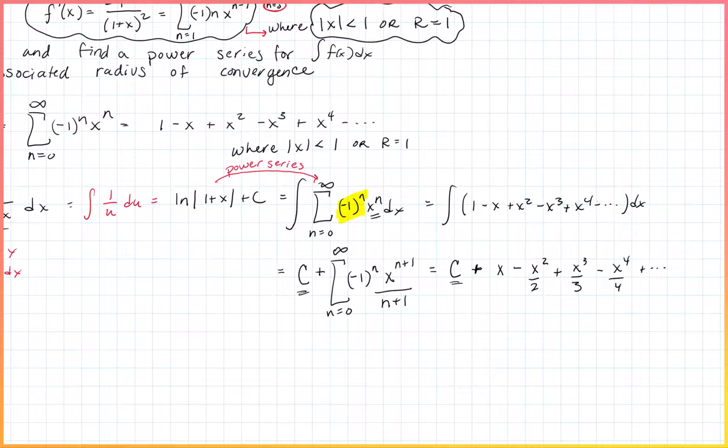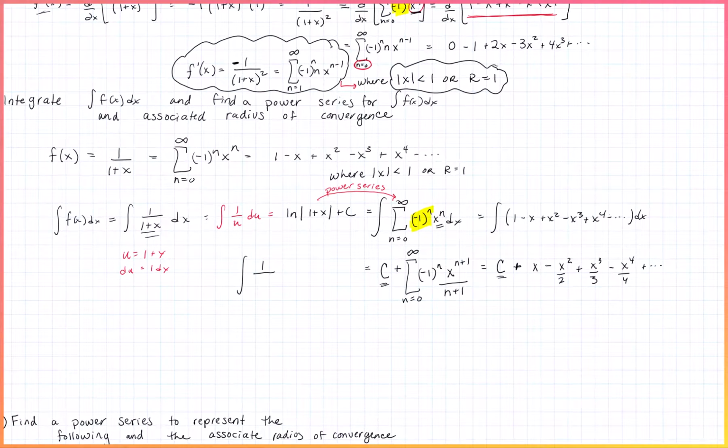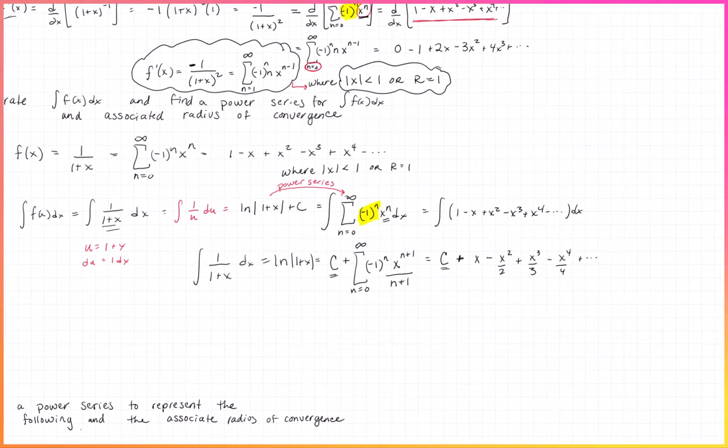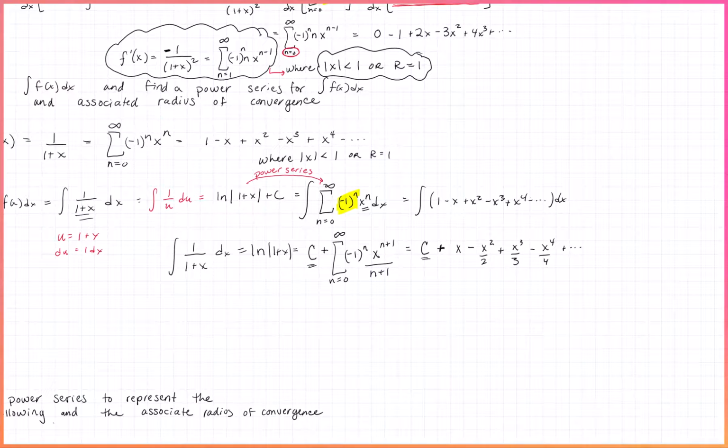Now we still have the c here, but what we have just shown was that the integral of 1 over 1 plus x dx, which is equal to the natural log of 1 plus x, is equal to c plus this power series. So we've just shown what it is.